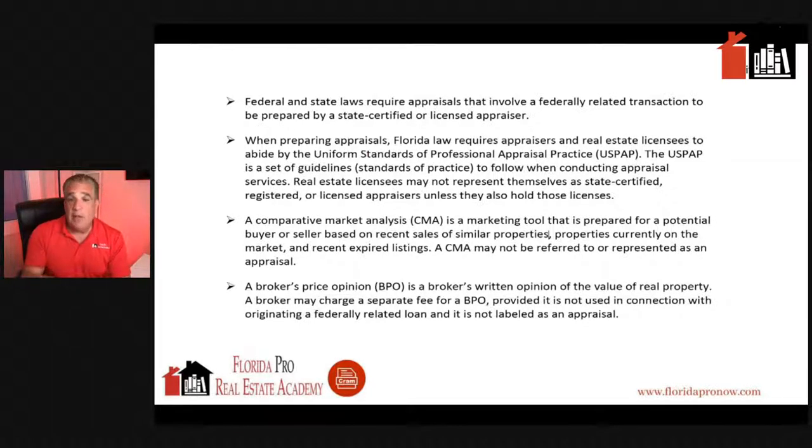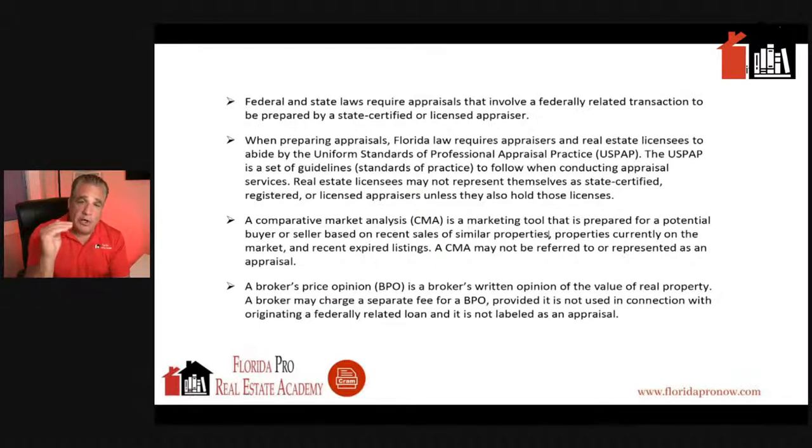All right. Now let's go to the very, very low one on there. Okay, I say low one, the last one, the last paragraph. This is called a broker's price opinion. It's a BPO, broker's price opinion. Now, what is a broker's price opinion? It's nothing more than a step above a CMA, let's just call it that, and below an appraisal, right? So a broker's price opinion is a broker's written opinion of the value of the real property, okay? The value of the real property.